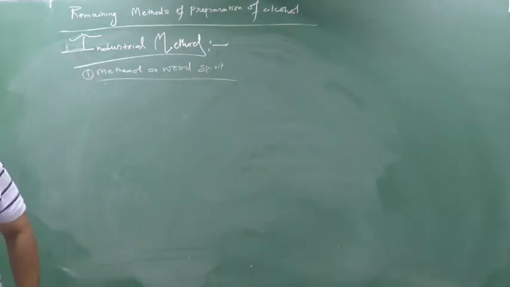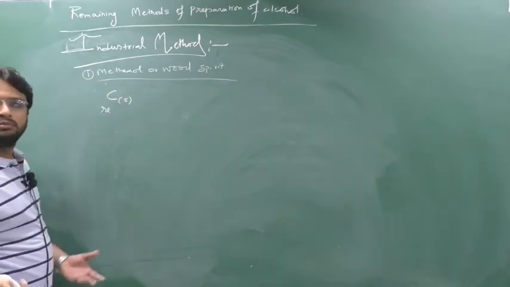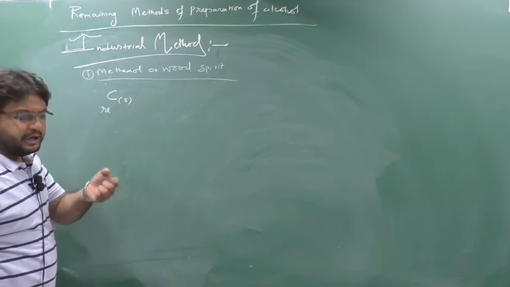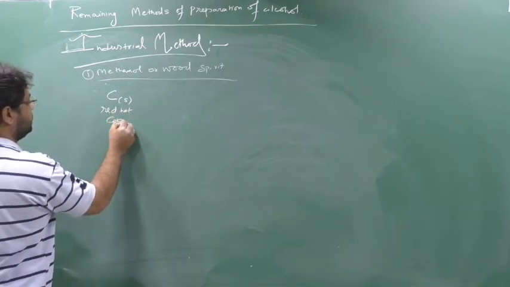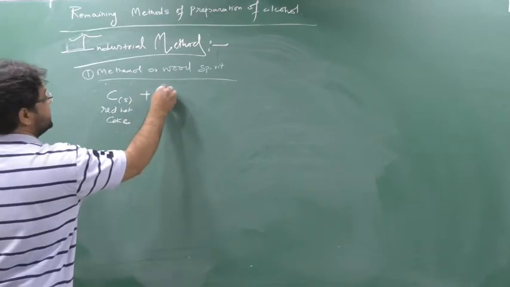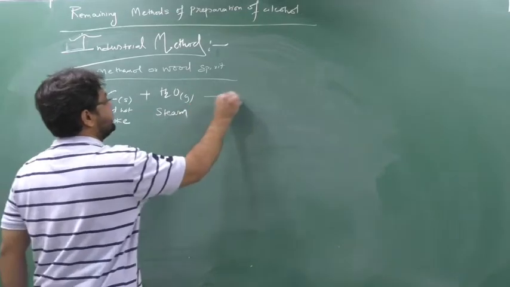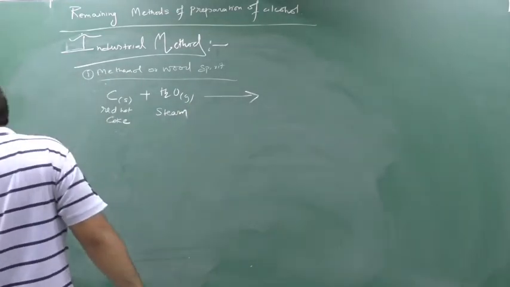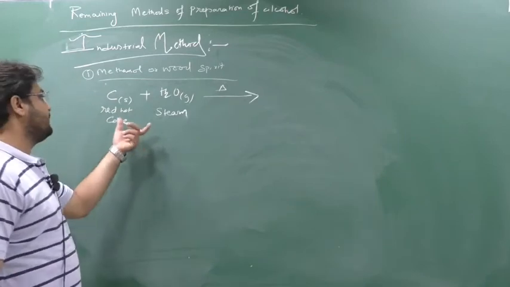You take carbon which is red hot, that is coal. Coal is also one type of carbon, no? You heat it to red hot. So we take red hot coke and react it with steam at a very high temperature, nearly 573 Kelvin.